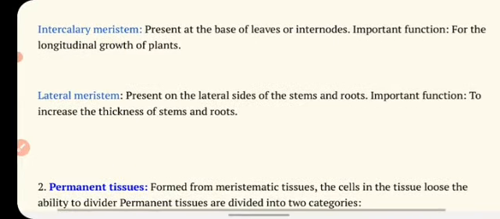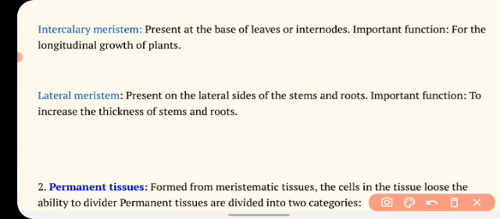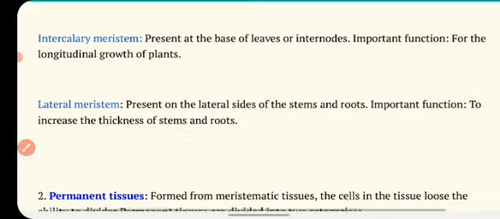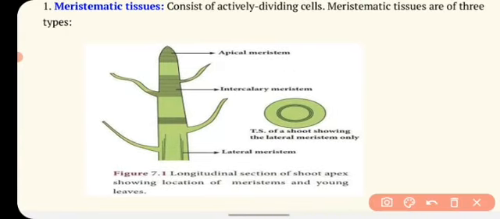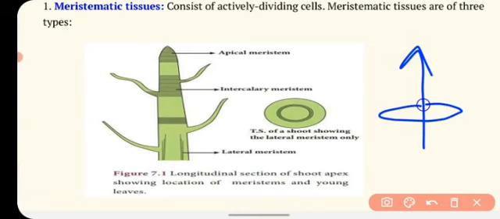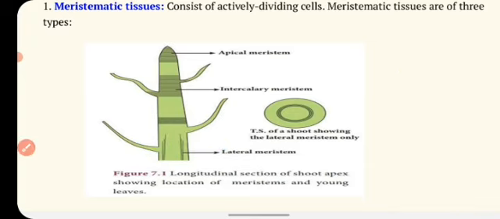The third kind of meristematic tissue is called lateral meristem. Lateral meristems are present on the lateral side of the stems and roots, and their important function is to increase the thickness of the stem and root. As you know, first of all, the plants grow in length, and after some time they increase in their width. So the lateral meristem is responsible to increase the width and diameter of the plant's root and stem. This kind of growth is called secondary growth.